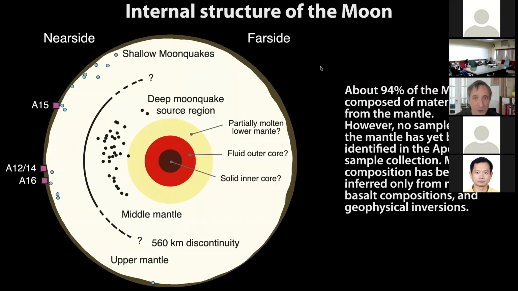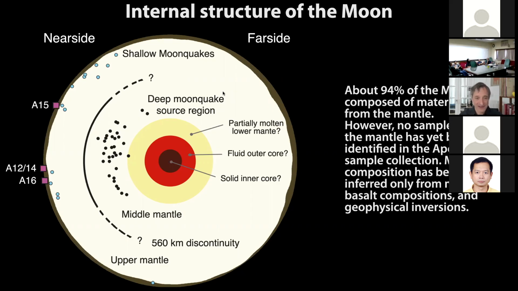Okay, so the last thing I'm going to talk about is the mantle of the moon. And this is just a cross-section of the moon showing that the moon has a crust, a mantle, and a core. But what's important is that roughly, in terms of volume, the most important region of the moon is the mantle. Just in terms of volume, roughly 95% of the moon is composed of mantle materials.